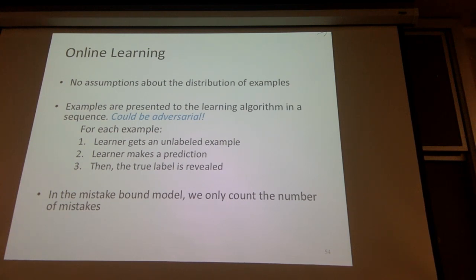The only constraint on nature or the teacher is that it's not allowed to change the function after having chosen it in the beginning. It doesn't matter what the sequence is. The game that the learner has to play is: the learner gets an unlabeled example. It first commits to a prediction before the true label is revealed, and after that, potentially, there's the error. And in the mistake-bound model, we only count the number of mistakes. There are other metrics for quality, but we care about the number of mistakes in this particular setup.